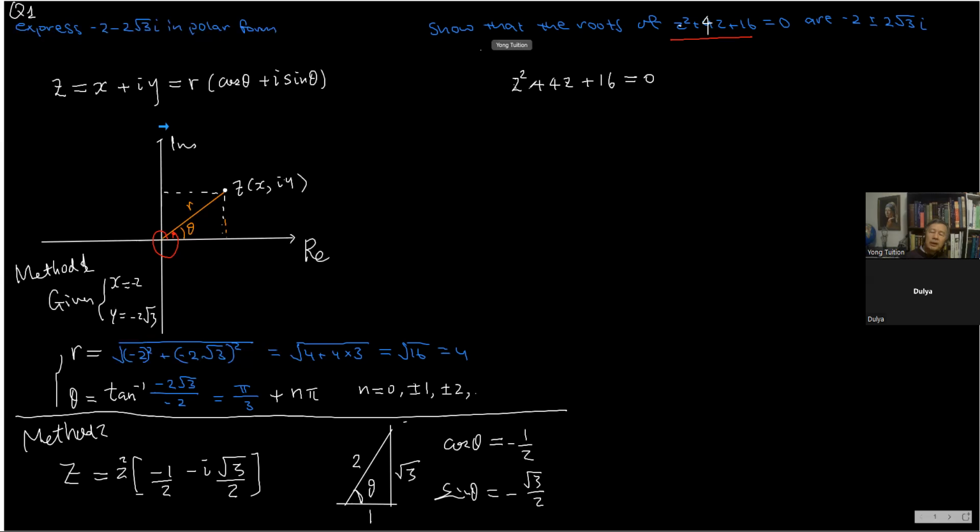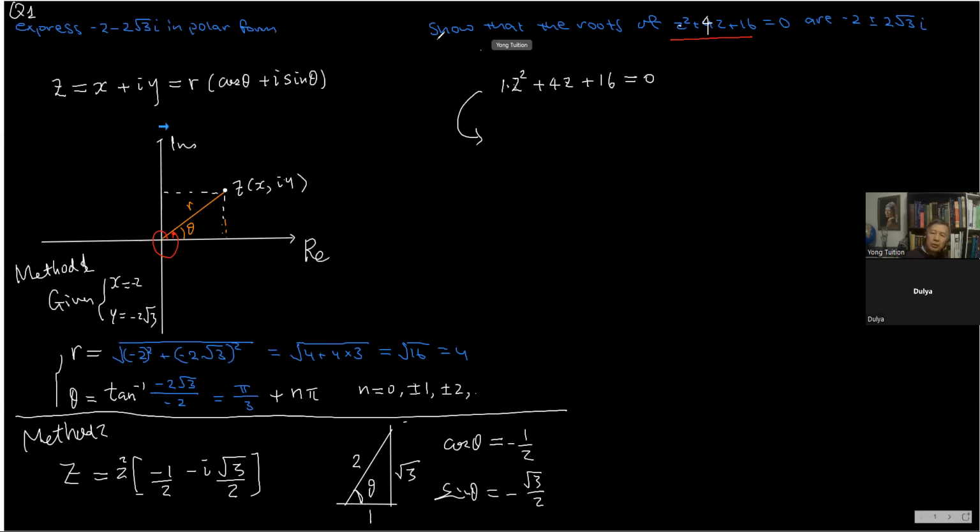Can we apply the quadratic formula? We have the coefficients here. A is 1, B is 4, C is 16, right? Yes. Can you work out this formula to double check? If we use the quadratic formula, can we obtain the same result?